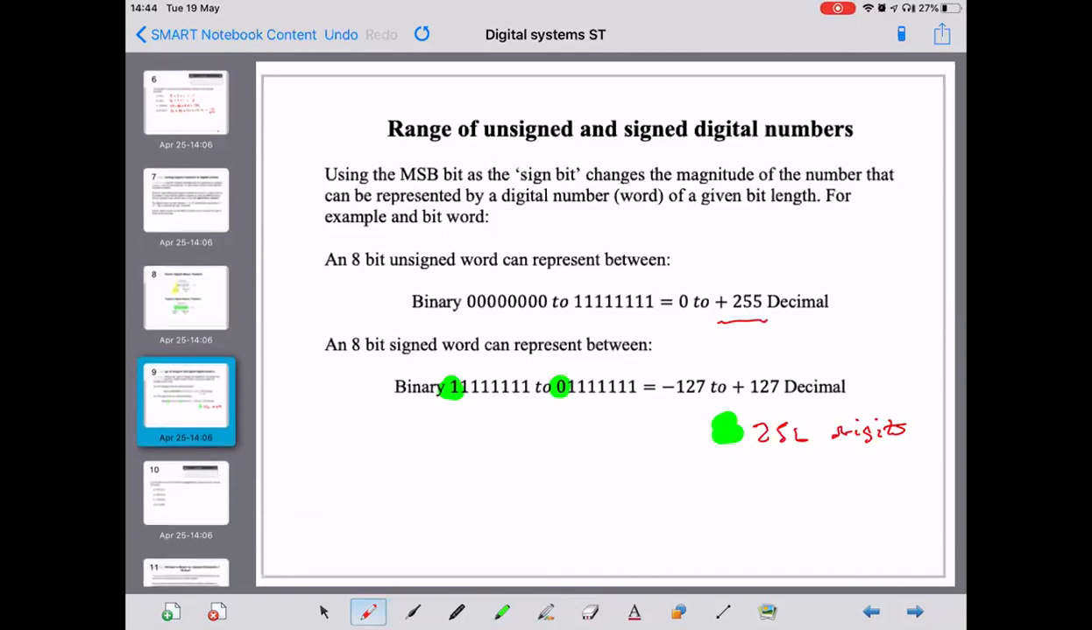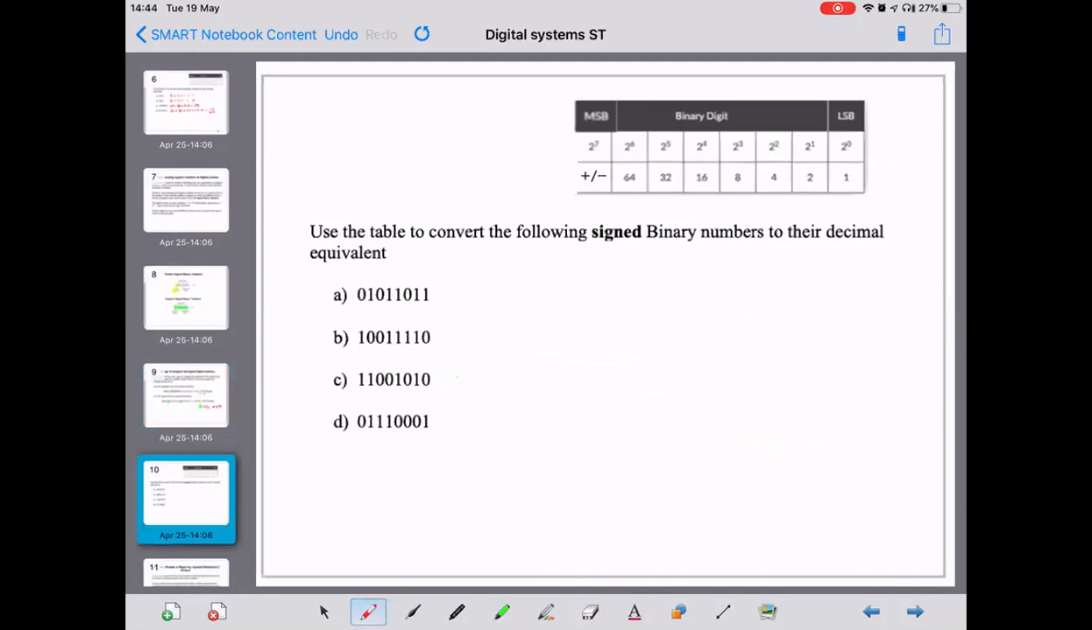So on that note, another 5 minutes or so, use the table provided to convert these signed binary numbers to their decimal equivalents. Signed binary numbers means that you have to take into consideration whether it's a plus or a minus number.